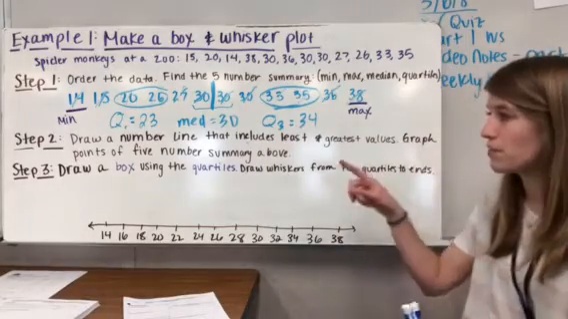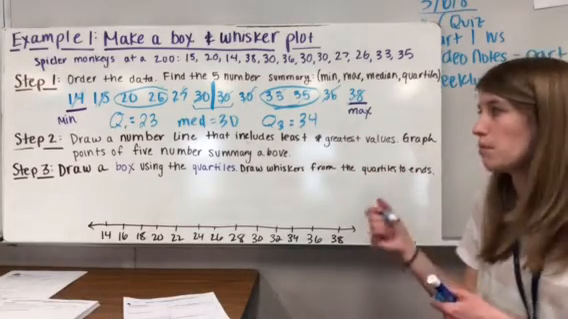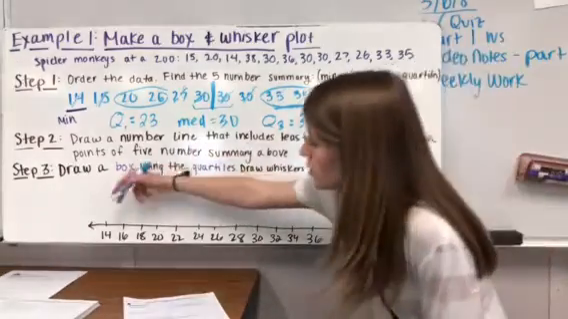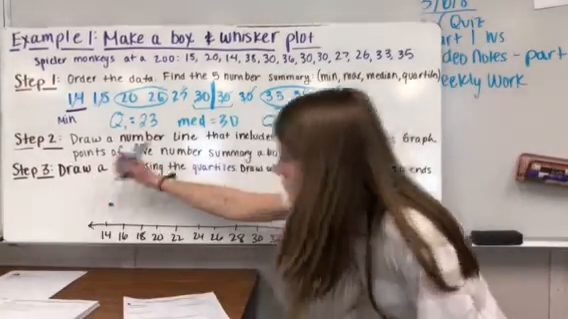Now we need to graph the points of the 5-number summary above the number line. So I know my minimum is at 14. I'm going to put a dot above 14 for my minimum.